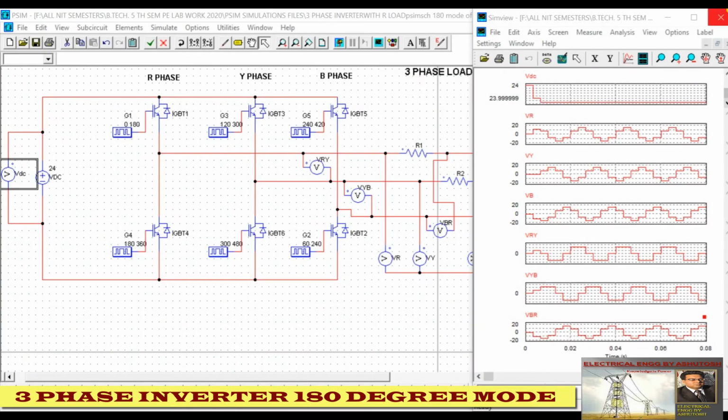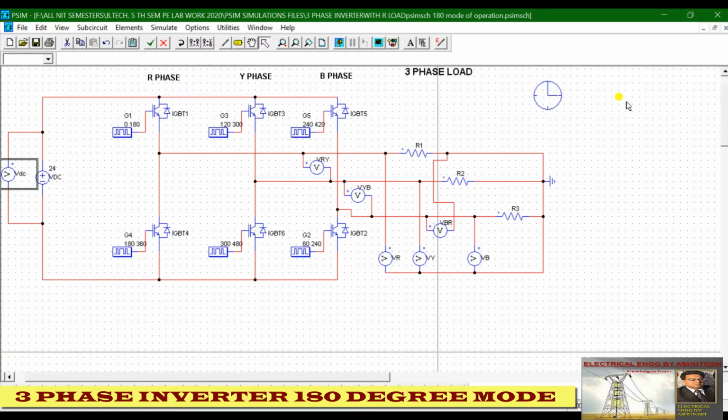Now I will explain the circuit, which I have already prepared for you. You can see the waveforms on the right side and the circuit diagram on the left side. I will first explain this circuit diagram. The total number of IGBTs is 6. You can use SCRs or MOSFETs as well. I have connected 6 gate pulses here, and let's see the sequence. What is the sequence of switching of these IGBTs?